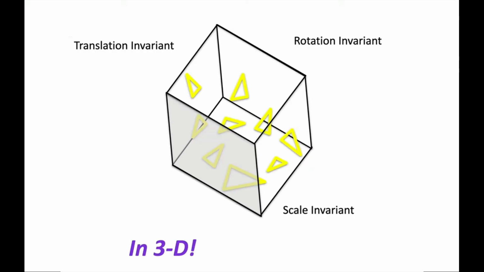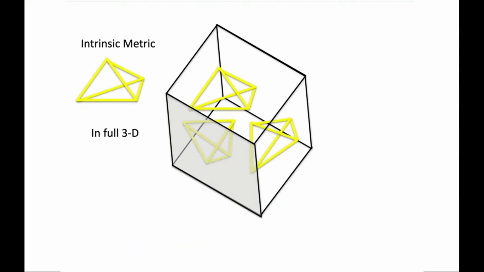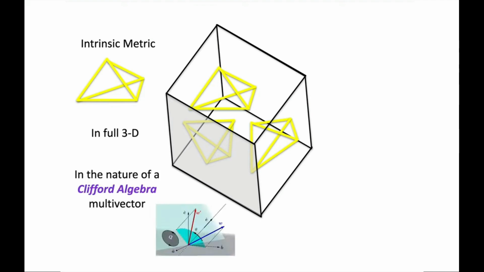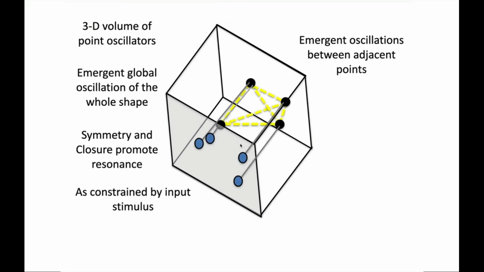So we now have translation, rotation, and scale invariant representation in full 3D. Using an intrinsic metric, using the ratio of the side lengths, and doing it now in full three dimensions in the nature of a Clifford algebra multivector. So now imagine that the front face of this cube is an input stimulus in 2 dimensions, and the volume of the cube is used to express the third dimension.